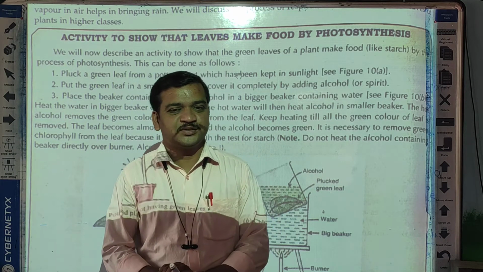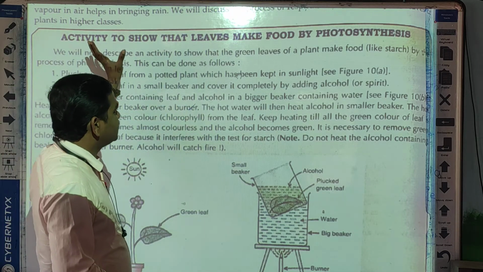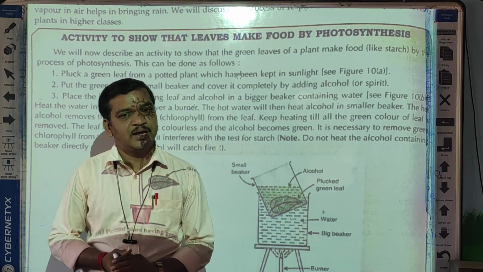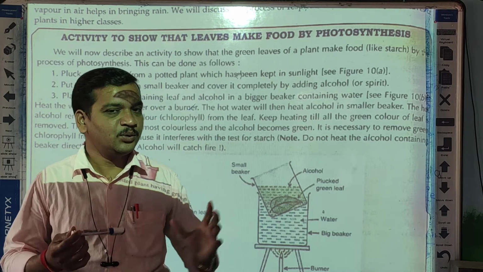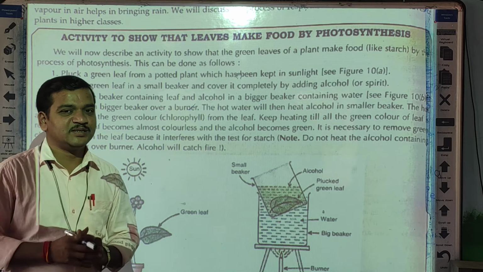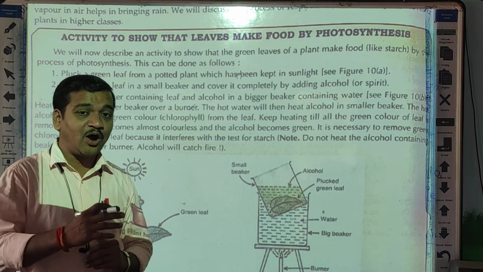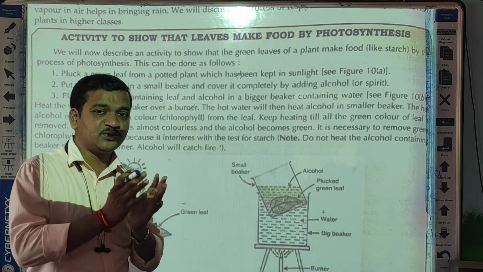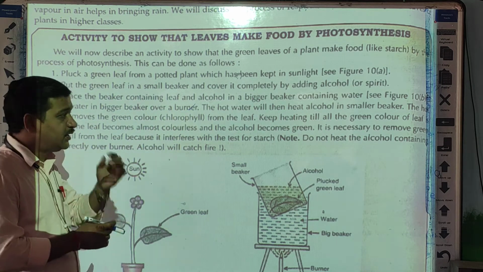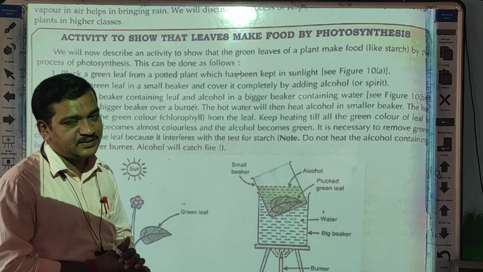Good morning, students. Today we are going to learn about one process, that is photosynthesis. So here one activity is given. Through this activity we are going to learn how the photosynthesis process takes place and how we can check whether the photosynthesis process is done or not. So we will see with the help of this activity.